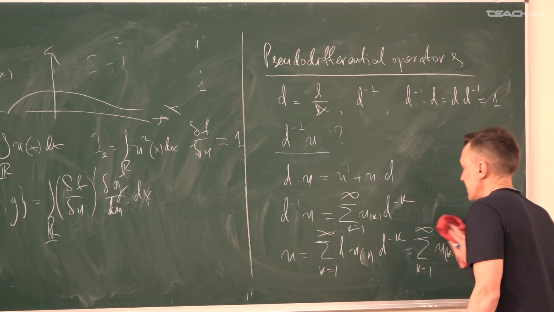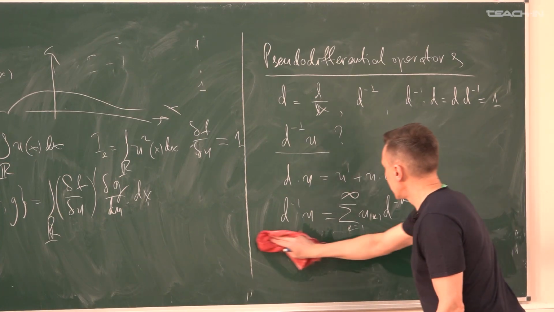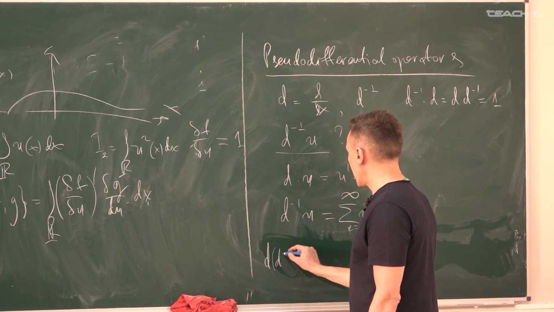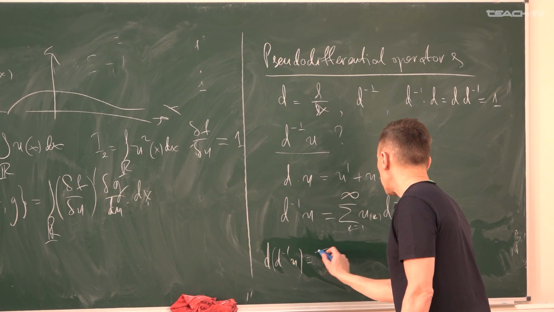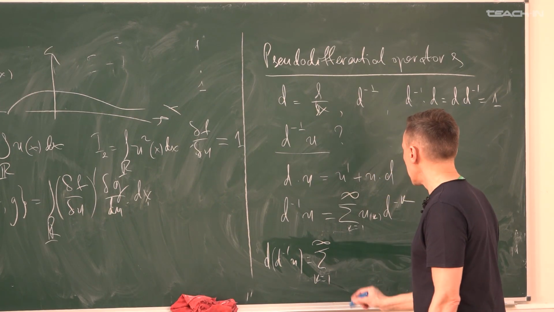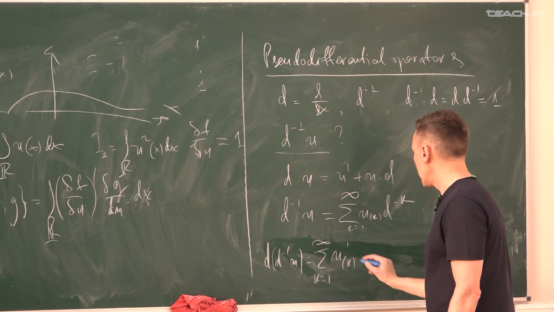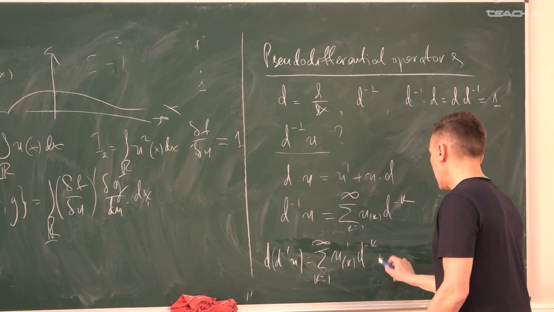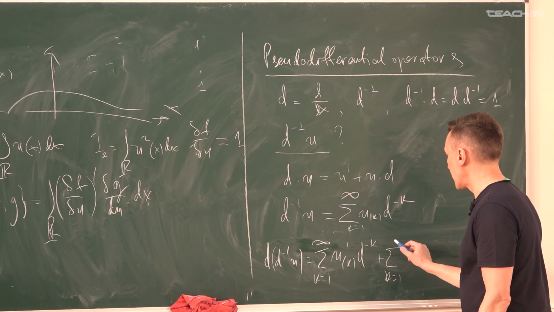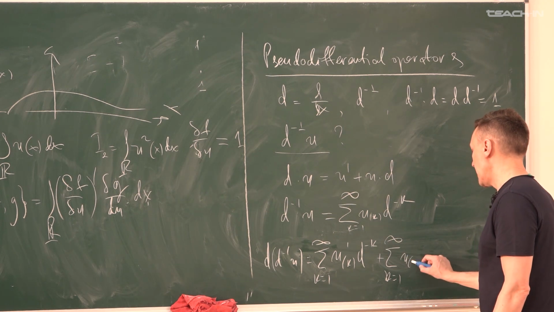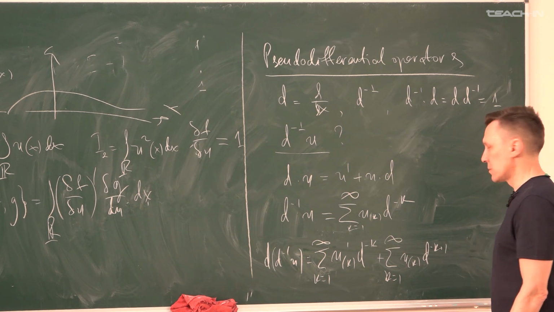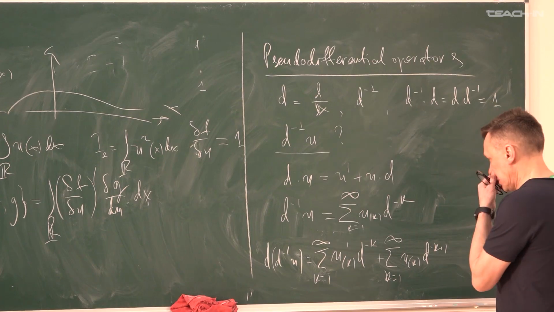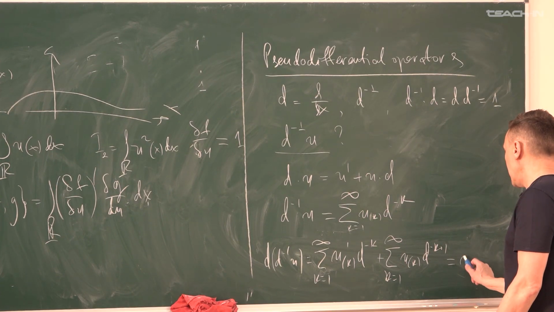I will rewrite this. D applied to d minus 1 of u is the sum of k from 1 to infinity u_k prime d minus k, plus the sum from k from 1 to infinity u_k d minus k plus 1. Okay? And we would like this to be just u.